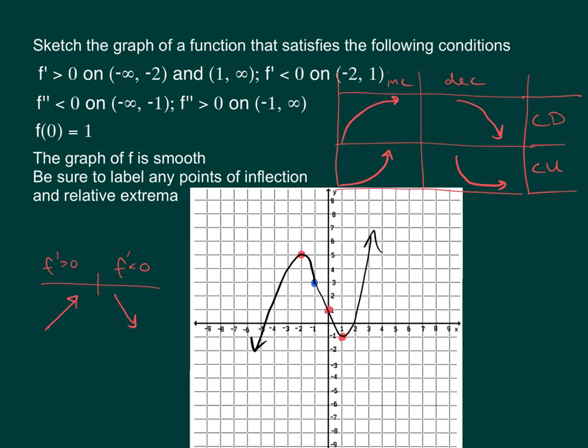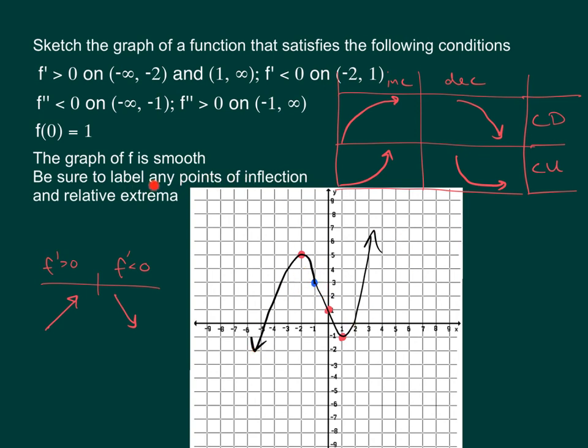Cool. Let's see. Are we increasing from -infinity to -2? Yes. Are we also increasing from 1 to infinity? Yes. Are we decreasing everywhere else? Absolutely. We're going down left to right here. The graph is smooth. There are no corners or cusps or any discontinuities.